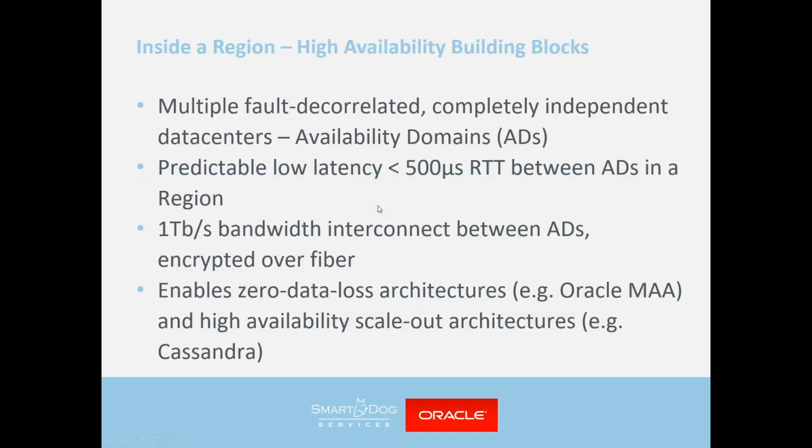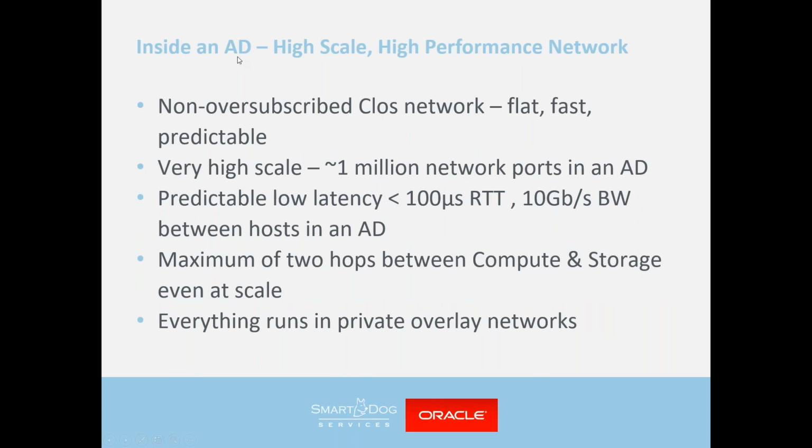So this is a little bit of the technical side of what, within the region, what exactly do you get? I've already spoken to some of those, the latency and the bandwidth that is there. And similarly, within an availability domain, you get very fast, high scale network ports. And you pretty much are able to go between compute and storage at a maximum of 2 hops.